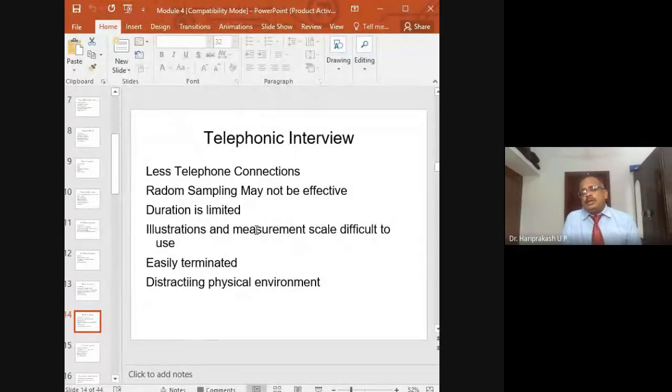Duration is limited. You cannot speak for long duration over a phone. That is the limitation or disadvantage. Illustration, measurement scale difficult to use. Some of the scales of measurement you cannot use over telephone. Illustration, you cannot explain a question through telephone, some complicated questions if it is there. Simple questions, yes, obviously you can ask, but sometimes you will have to explain something which may be difficult over a phone. Easily terminated: the respondent, if he is not interested, can totally disconnect your phone very easily.